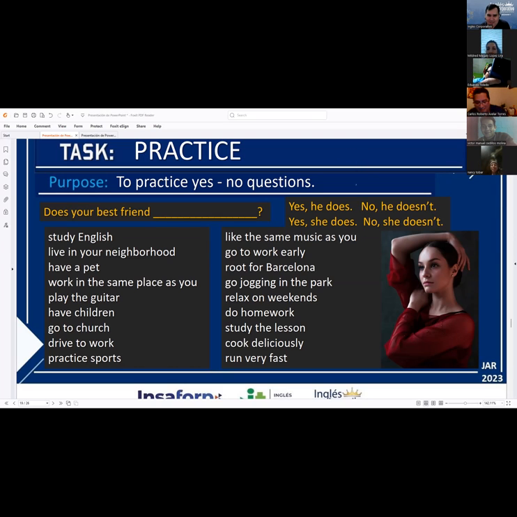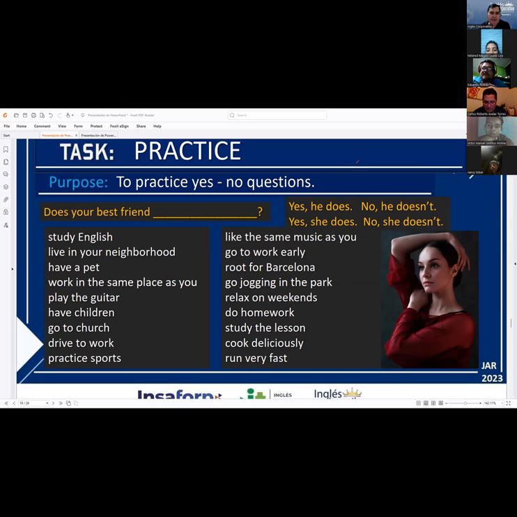Okay, so we say more like: does your best friend study English, live in your neighborhood, have a pet, work in the same place as you, study in the same place as you, live in the same place as you, like the same music as you, play the guitar, have children, go to church, drive to work, practice sports, go to work early, root for Barcelona, go jogging in the park, relax on weekends, do homework, study the lesson, cook deliciously, and run very fast.